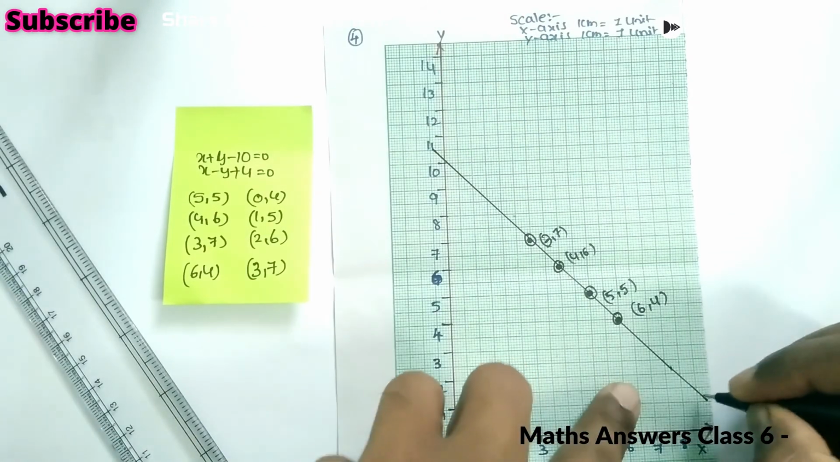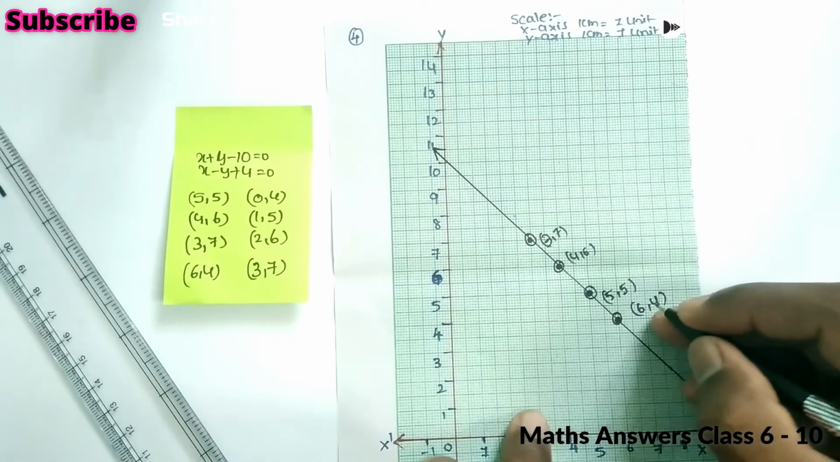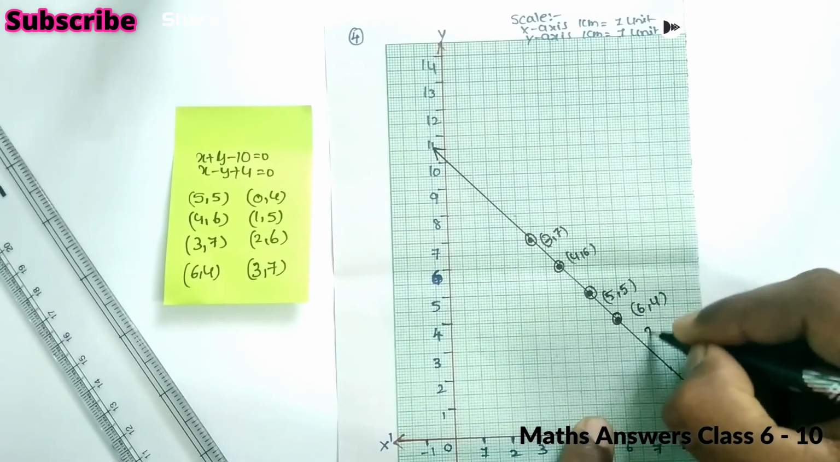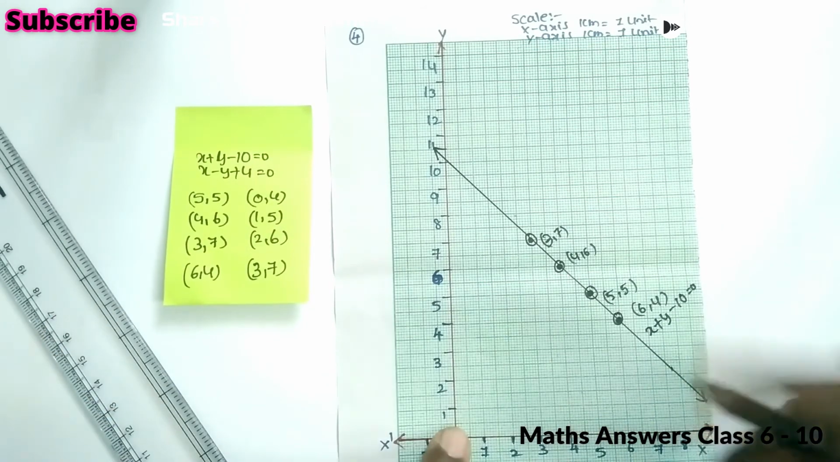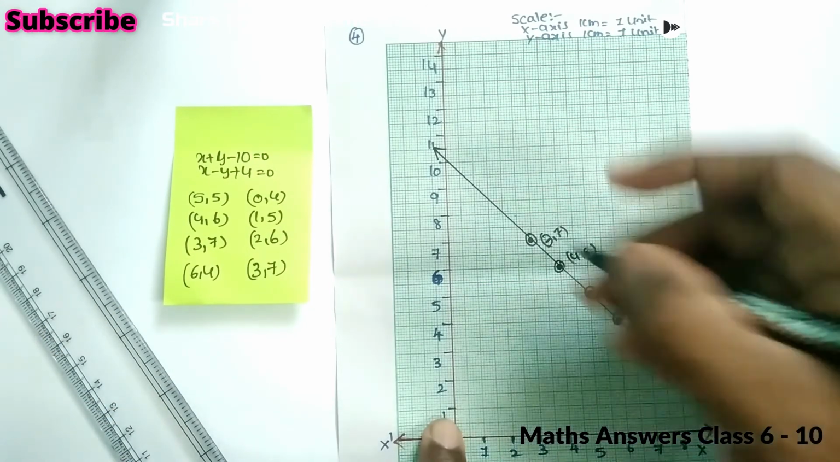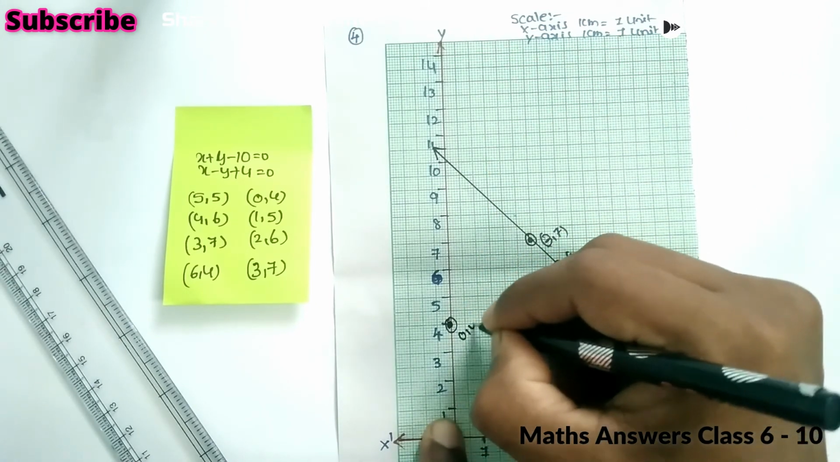So what is this equation? This is the equation x plus y minus 10 will be equal to 0. Then the second one, 0 comma 4. So x is 0 and y is 4. So this is the point, 0 comma 4.